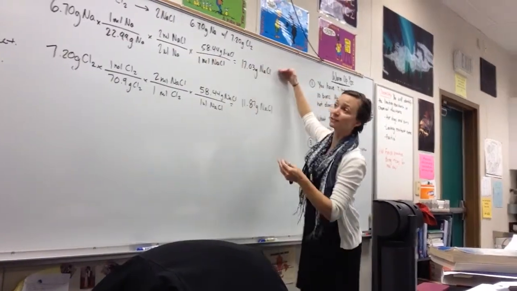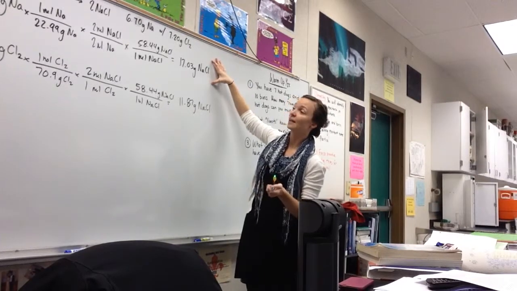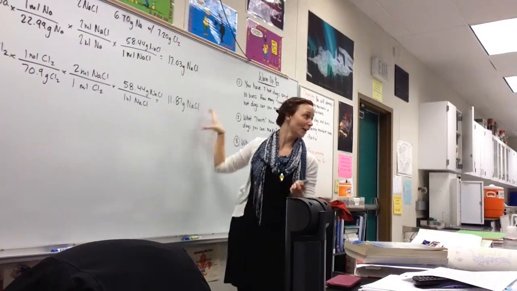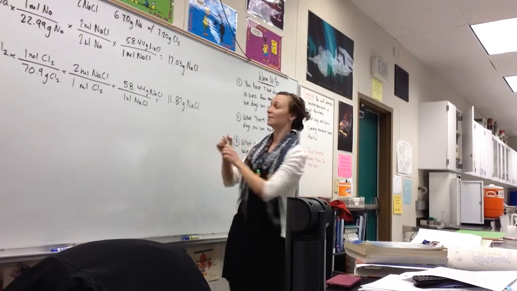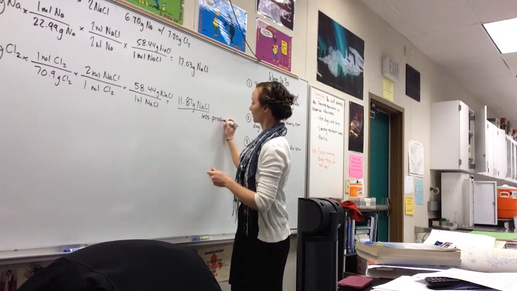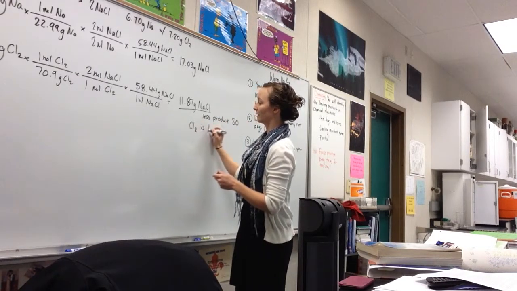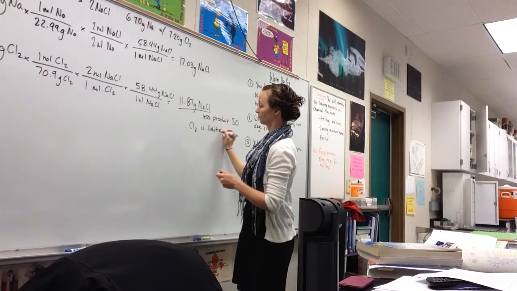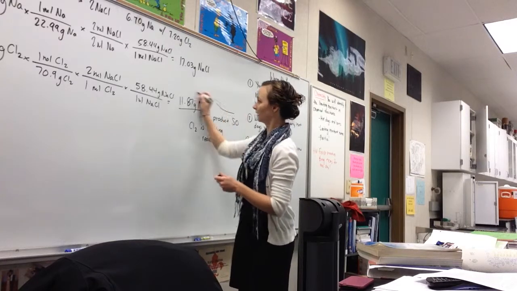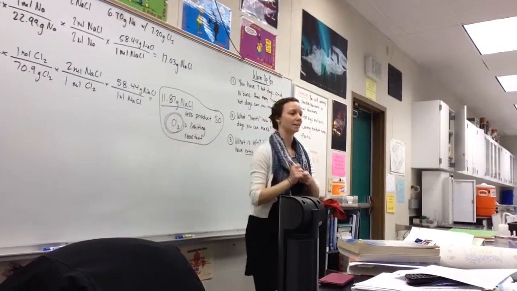Okay, so if we start with Na, we can make 17.03 grams. If we start with chlorine, we can make 11.87 grams. So which one made less product? Chlorine. The chlorine. So this guy is less product. So the Cl2 is the limiting reactant. So the chlorine is the limiting reactant.